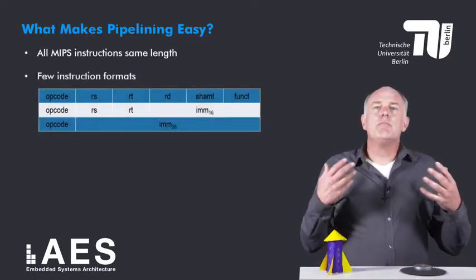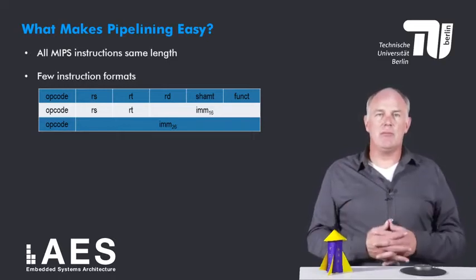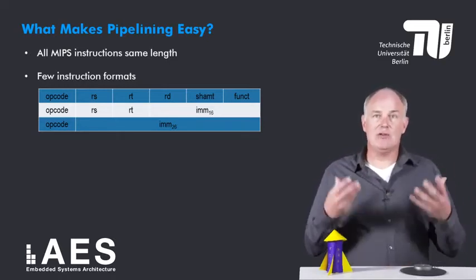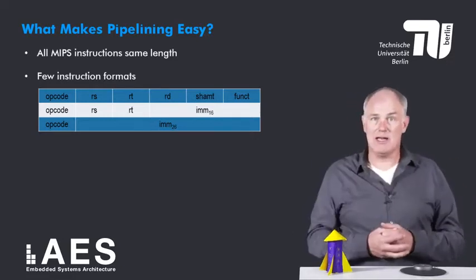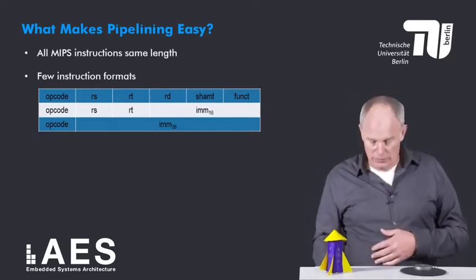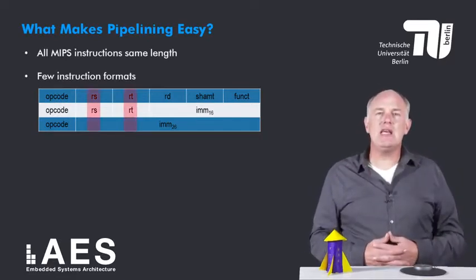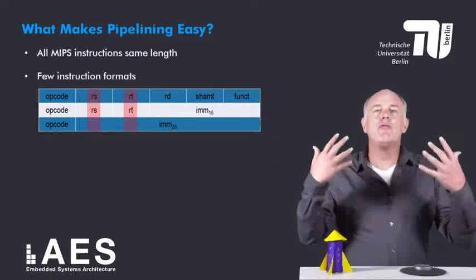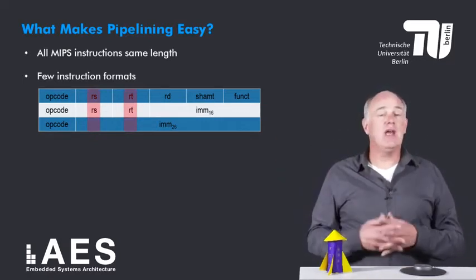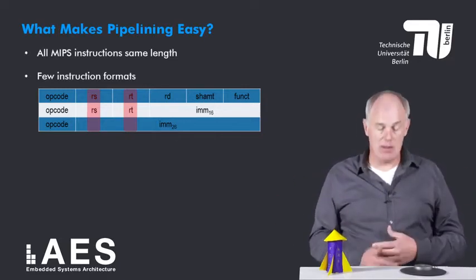Second, MIPS supports only a few instruction formats, 3 to be precise. As a result, instruction decoding can be performed normally in a single clock cycle. Furthermore, the source registers are always in the same place in the instruction format. This allows reading them before the instruction is decoded. If they are not used, the data read is simply ignored.